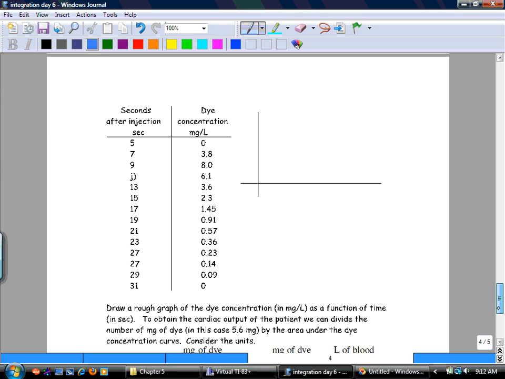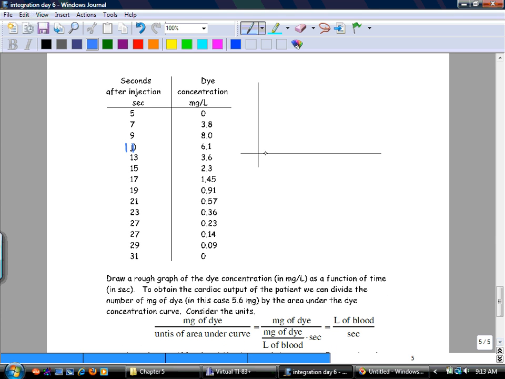I don't know. Seconds, 5, 7, 9, 13, 15, 17. So we are going to draw a curve. So we're going to start it. You guys can do this. It's going up by 2, is it not? 5, 7, 9, 11, 13, 15.